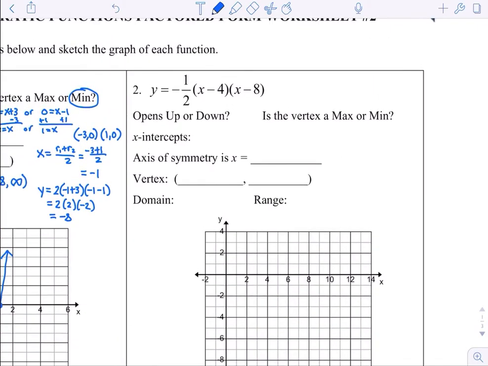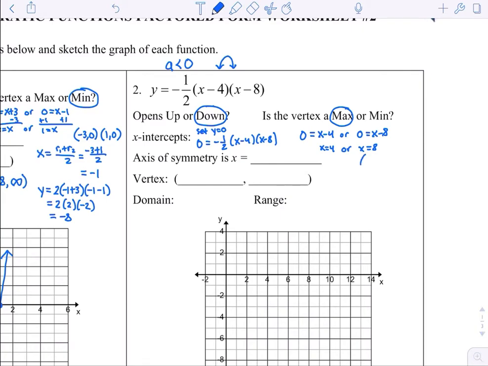So your a value is less than 0. Do you see this? It's negative a half. So since it's less than 0, that means it's going to be a sad face. Your parabola opens down, and that means you'll have a maximum. Okay, x-intercepts. Set y equal to 0 to find your x-intercepts. 0 is equal to negative 1/2 times (x minus 4) times (x minus 8). So 0 is going to equal x minus 4, or 0 is going to equal x minus 8. So x is going to equal 4, or x is going to equal 8.